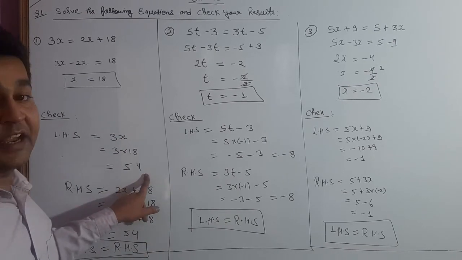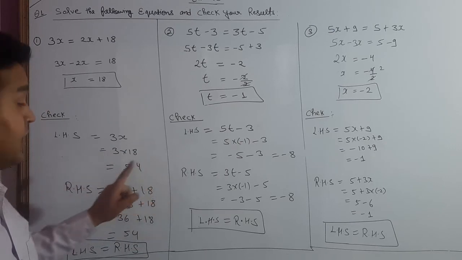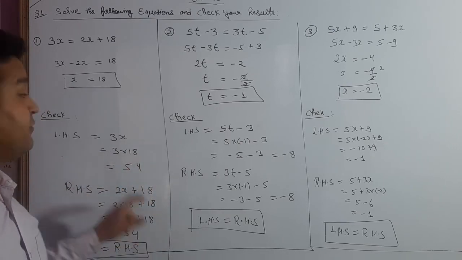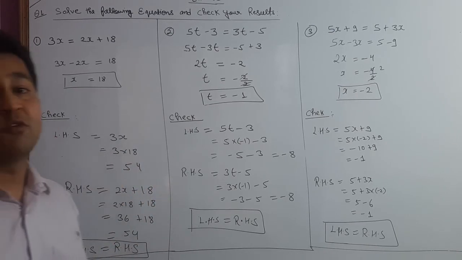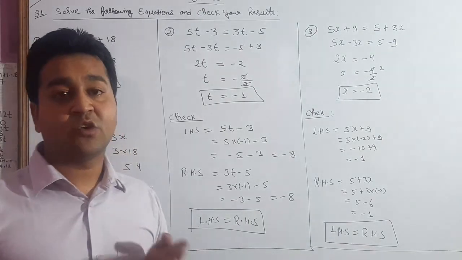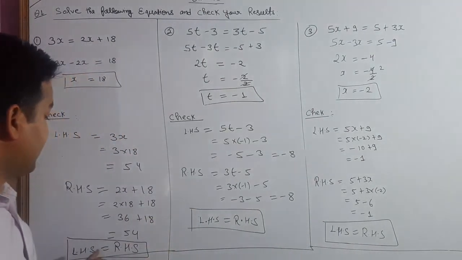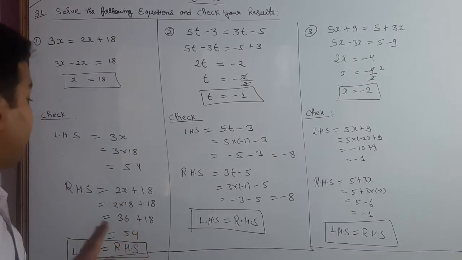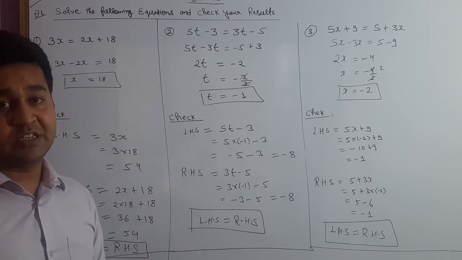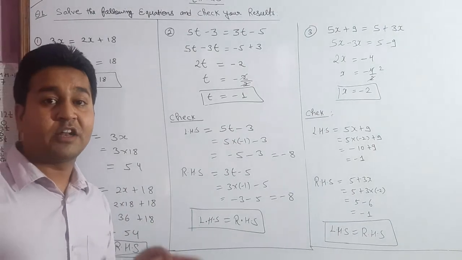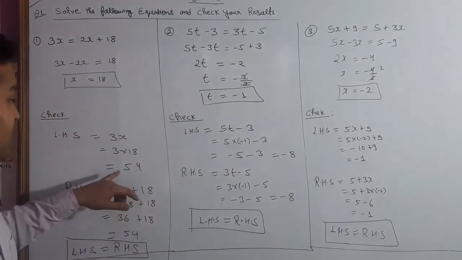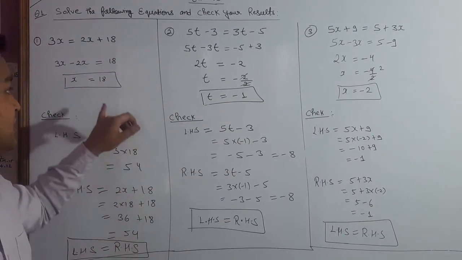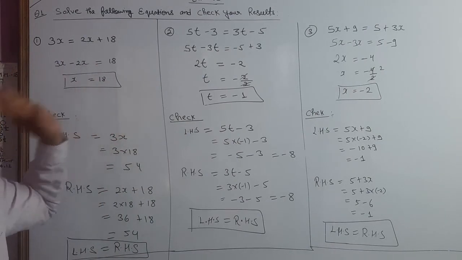Now here you see that your left hand side is 54 and your right hand side is 54. If both are the same, if both are equal to each other, then your answer is right. So here left hand side is equal to right hand side. It means your answer is right. If they are not equal to each other, it means your answer is wrong and you have to solve again. But here both become equal, so it means your answer is right. So x is equal to 18 is confirmed.